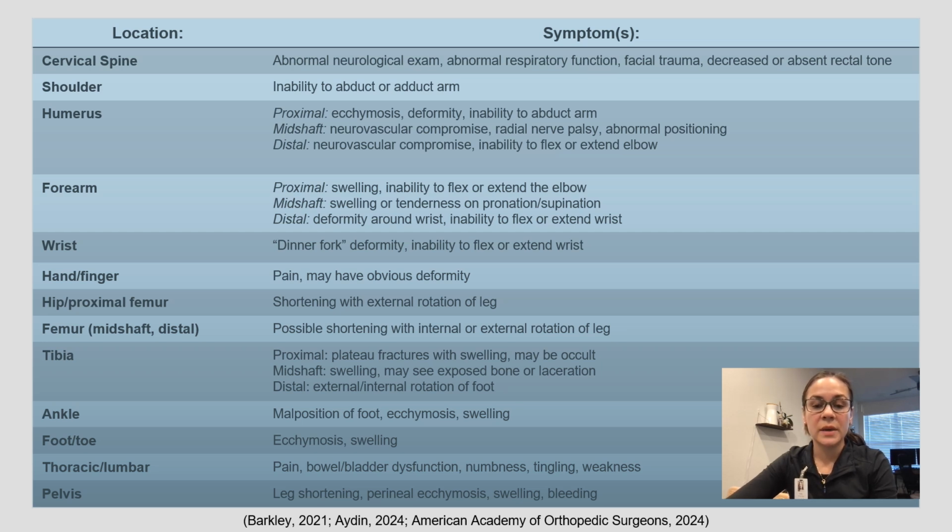For the ankle, you may see malposition of the foot, ecchymosis or swelling. For the foot or toe, you may see ecchymosis or swelling. For thoracic or lumbar, you can see pain, bowel or bladder dysfunction, numbness, tingling, or weakness. For the pelvis, you may see leg shortening, perineal ecchymosis, swelling, and bleeding.